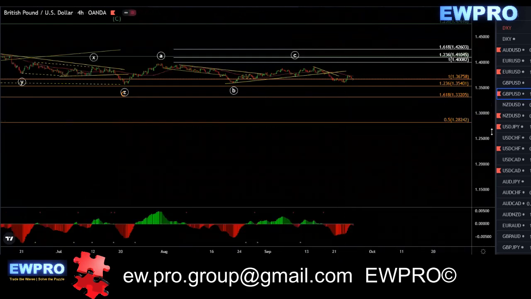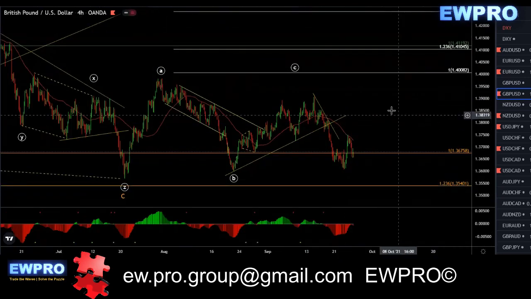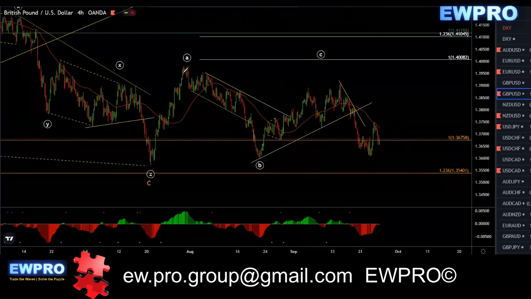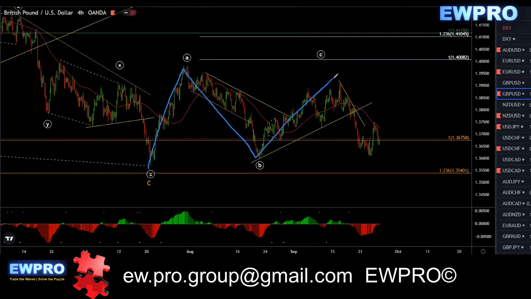H4, like I said last week, we're looking at that A, B, C up to that 100 fib. Never got up to that 100 fib. We've got bearish divergence in here. So this can turn a lot more complex as well.